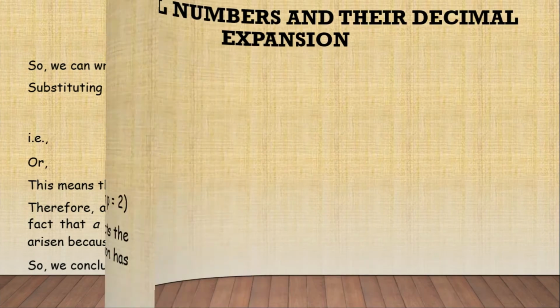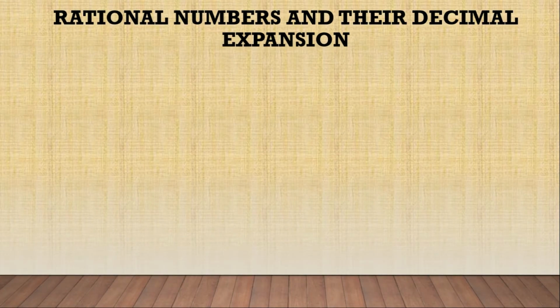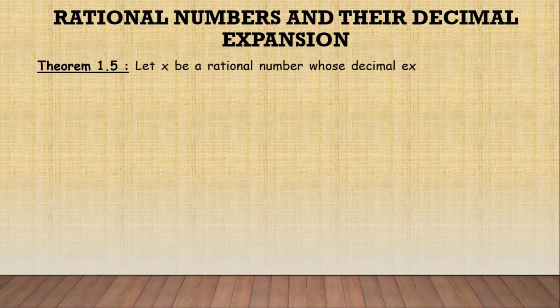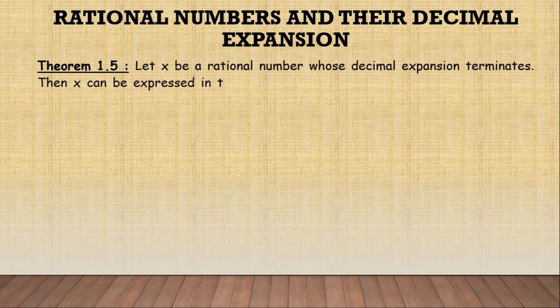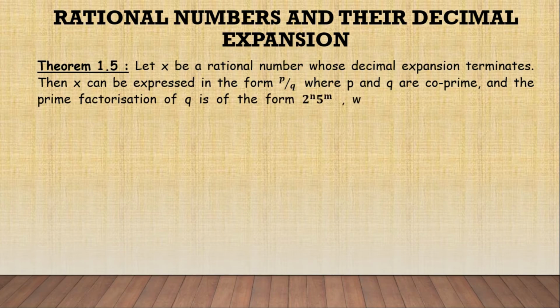Let's now move on to rational numbers. We shall see some theorems in this section. Theorem 5 of this chapter. Let x be a rational number whose decimal expansion terminates. Then x can be expressed in the form p by q, where p and q are co-prime and the prime factorization of q is of the form 2 raised to the power n into 5 raised to the power m, where n and m are non-negative integers.